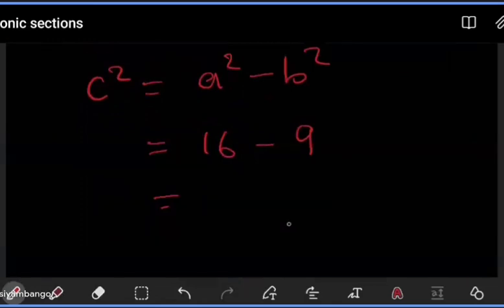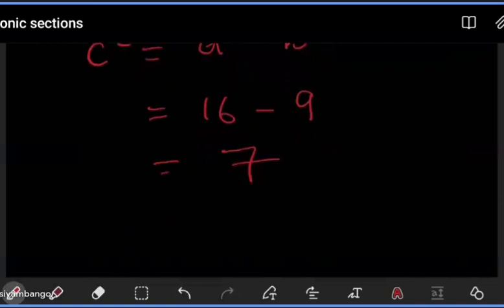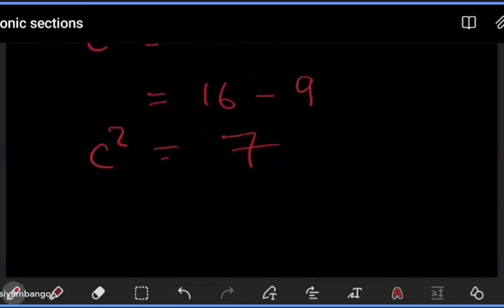The difference becomes, is it a 7? Is it 7? I think so. So C squared is equal to 7. Since C squared is 7, it means that C is root 7.